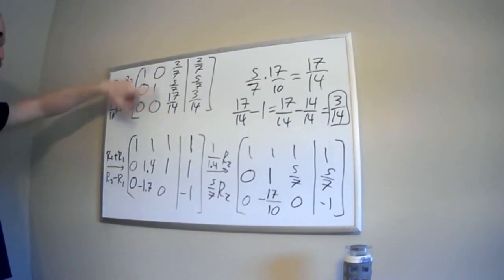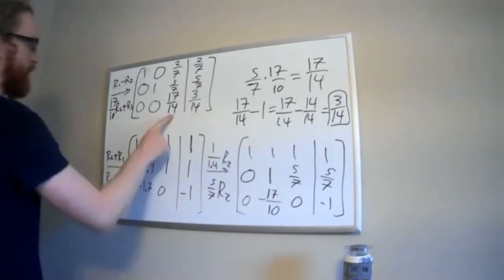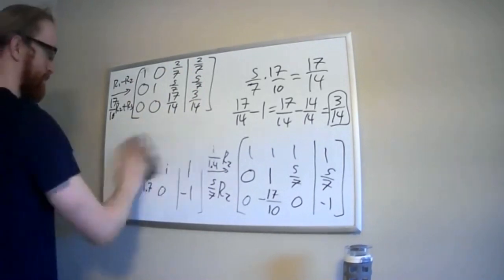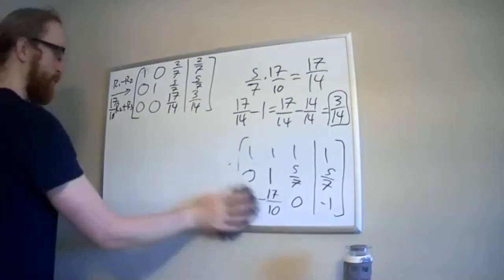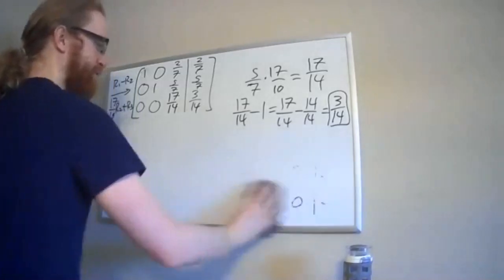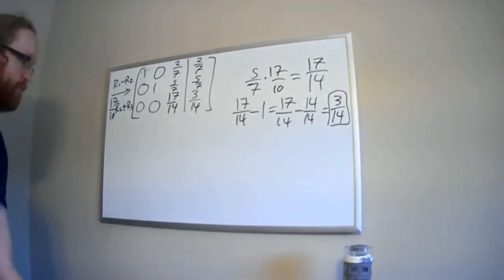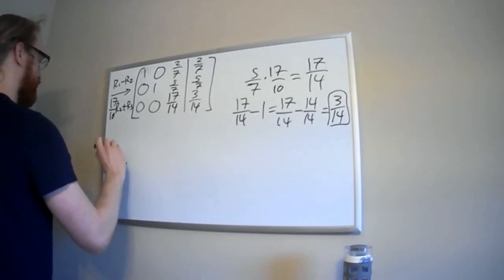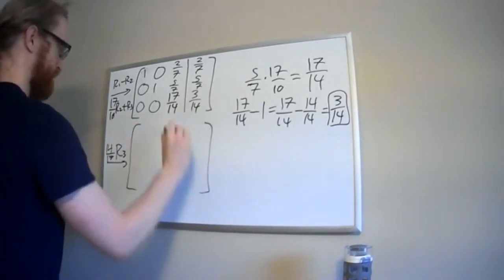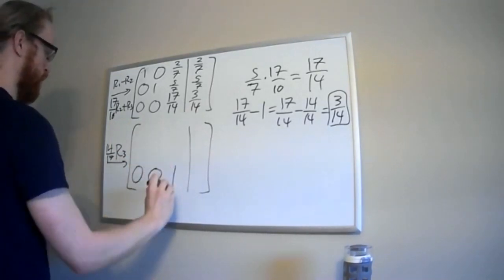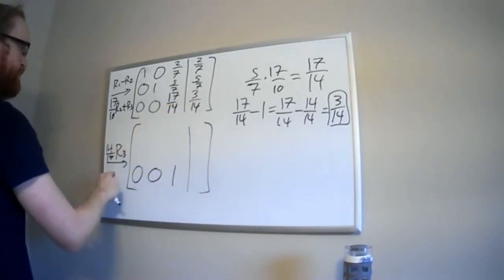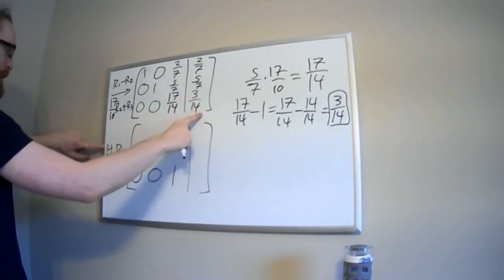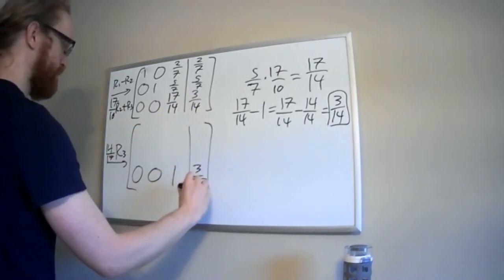So the last thing is to finish up this column here. And so I need a 1 there first. How am I going to get it? Well, I'm just going to divide by 17 over 14. Dividing by 17 over 14 is the same thing as multiplying by 14 over 17. So I'm going to take 14 over 17 times the last row. I'm going to get 0, 0, 1. And then what's 14 over 17 times 3 over 14? Well, the 14s are going to cancel because I have 1 on top and 1 on bottom. So I think we just get 3 over 17.